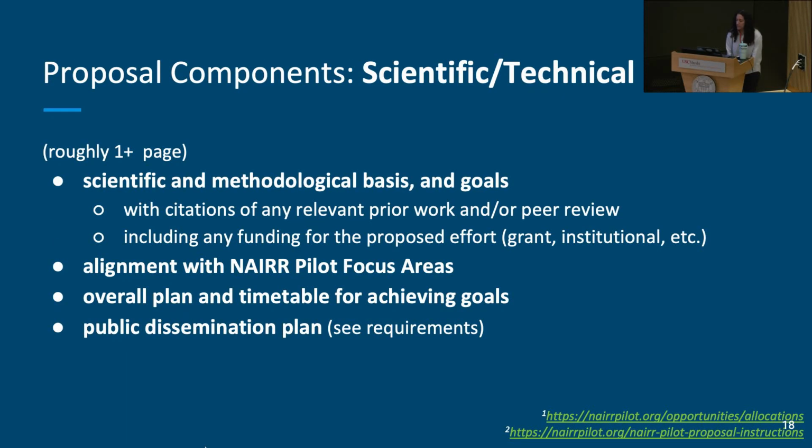Next, in the scientific and technical goal, this is about 1 page, and it's really to guide the content of your project description. And this is typically close to a page in length. It covers the scientific and methodological basis for which you cite some of your prior work. You indicate your alignment with the NAIRR pilot focus areas, your overall timetable for the research, and your plan for how you're gonna disseminate the work. External funding isn't always required, but it is helpful if you do have some.